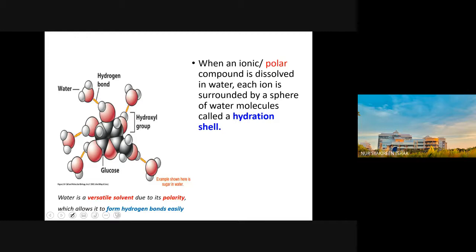Okay, so next, as you can see here, it shows you how solutes dissolve in water. Solutes that are polar dissolve in water. In this case, you have glucose. The black atom, you can imagine, represents a carbon atom. The red atom here is oxygen. The gray atom represents hydrogen.